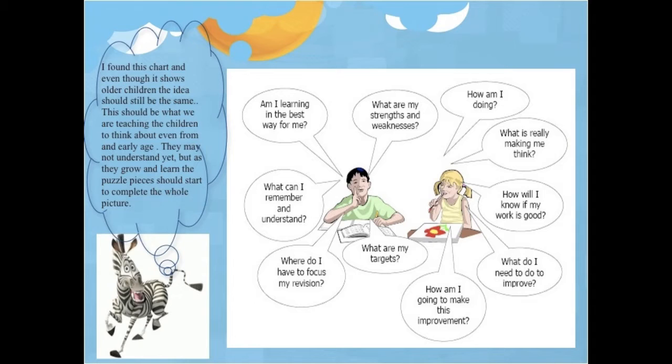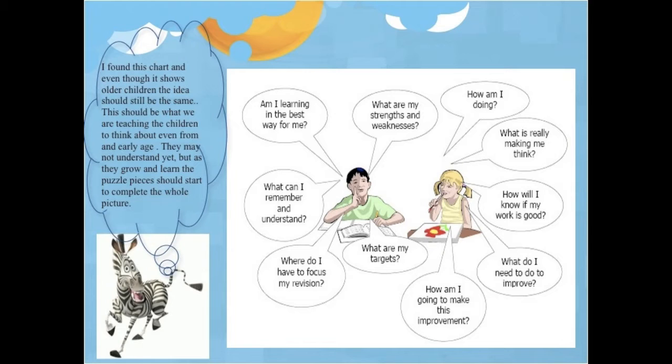I found this chart, and even though it kind of relates to the older child, I think that it can also pertain to the younger child because, even though they don't understand it yet, as they're growing and learning to put the puzzle pieces together, the whole picture will fit together. They're looking for things like: what are their strengths and weaknesses? How do they learn best? What can they remember and understand? What do they need to focus on and where do they need to make revisions? And what are their targets? What is their end result?